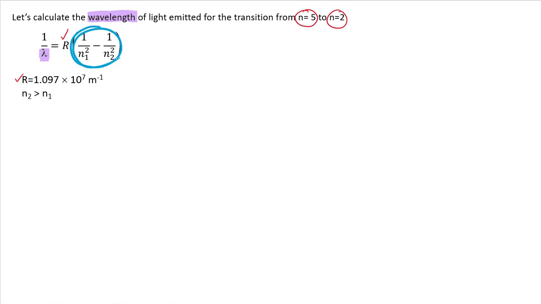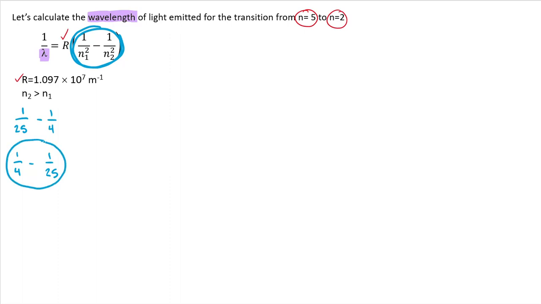This has to be positive. I know that right now it looks real easy, but it's going to get harder. And so I really want you just to remember that that part of the equation has to be positive. So you've got two choices. You can have 1 over 25 minus 1 over 4, or you can have 1 over 4 minus 1 over 25. Whichever one gives you the positive value is the order in which you put them in there. So 1 over 5 squared minus 1 over 2 squared, or 1 over 2 squared minus 1 over 5 squared.